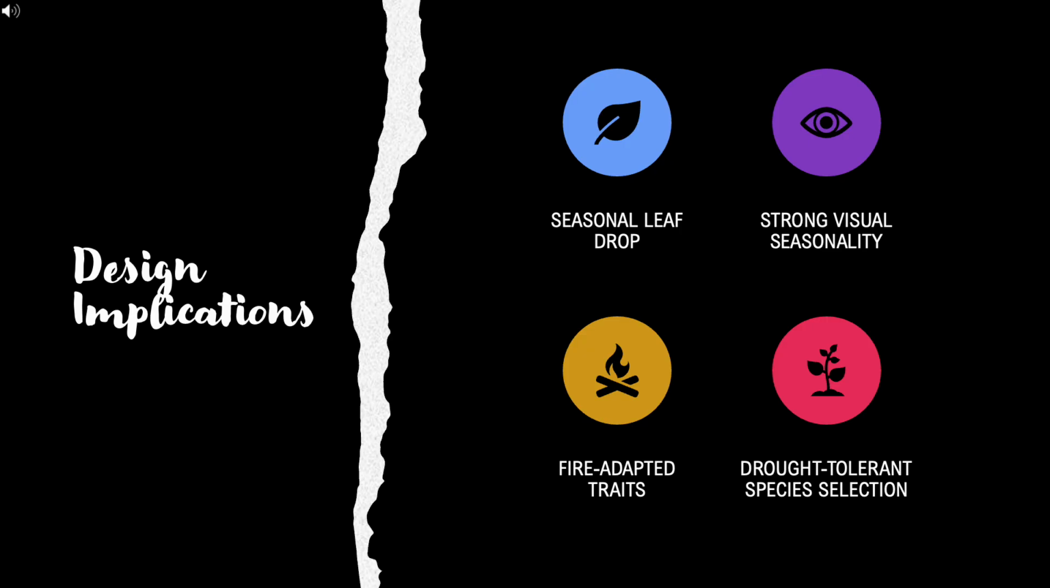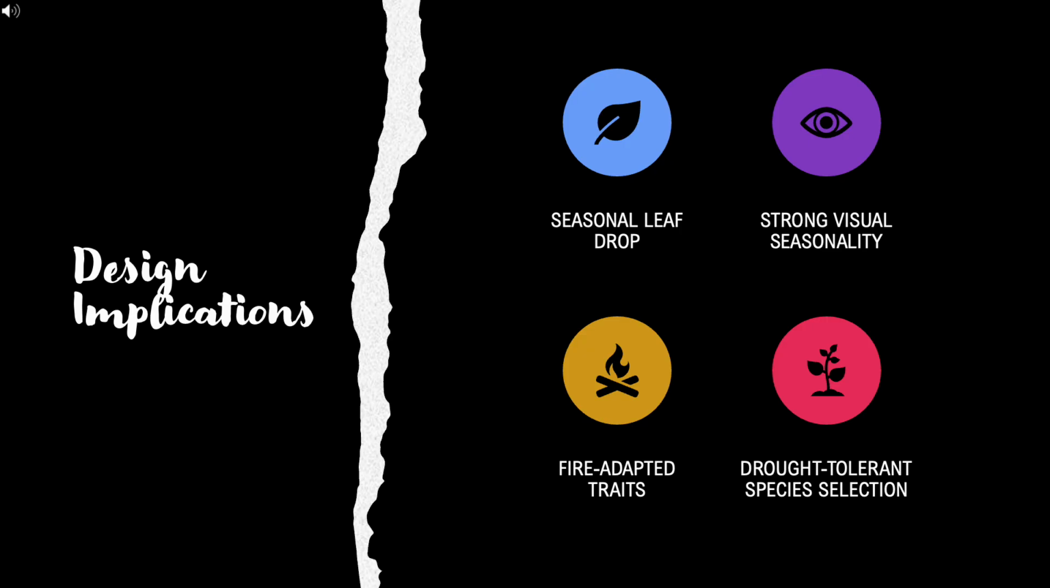Second, strong visual seasonality. While tropical designers sometimes try to create year-round green consistency, seasonal forests actually offer an incredible opportunity for dynamic seasonal character. Think of it like designing with the seasons as temperate designers do, but in this context, the transition is between wet season lush and dry season stripped back and sculptural. Third, fire-adapted traits. Many seasonal forest species have thickened bark, deep roots, or resprouting ability because fire is part of their ecological reality. These traits can actually be assets in a design context.